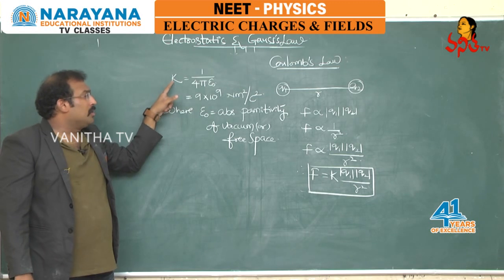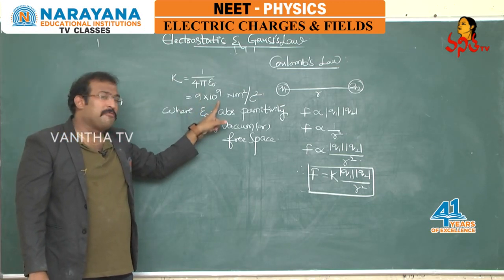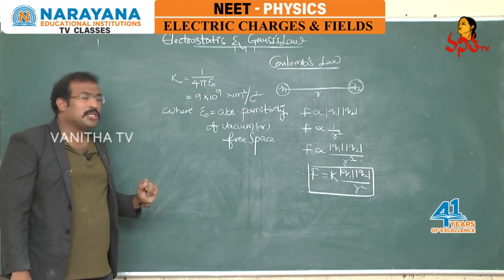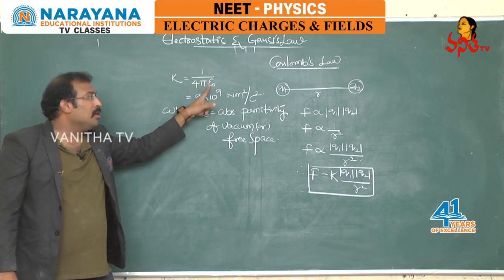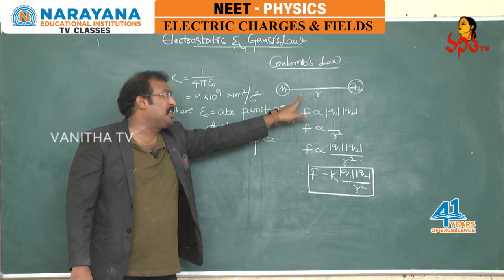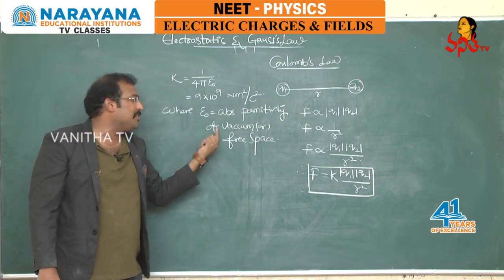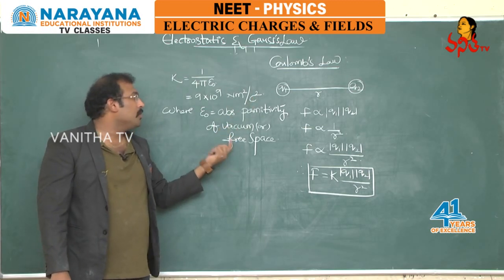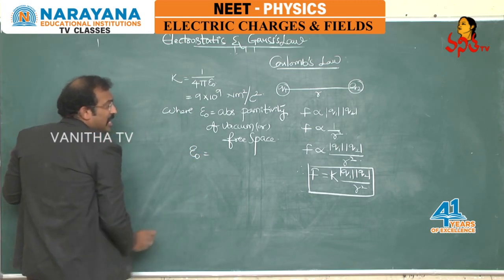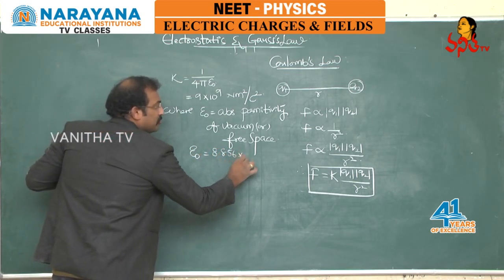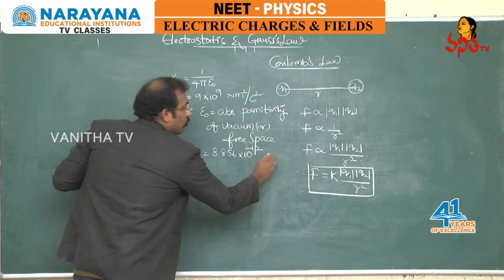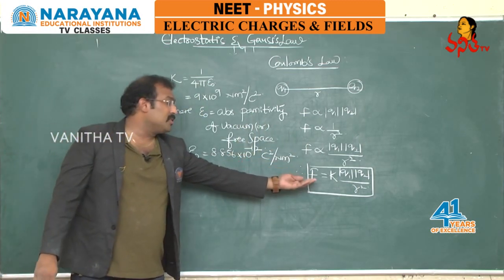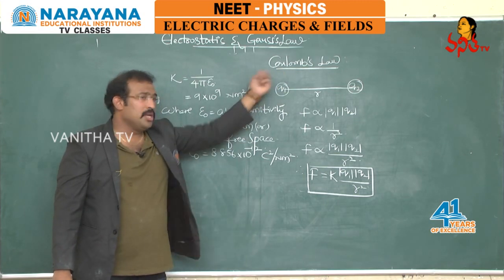So the value of K is 9 into 10 to the power of 9 Newton meter square per Coulomb square, and it is equal to 1 by 4 pi epsilon naught, where epsilon naught is the ability of the medium or the characteristic property of the medium, which is known as absolute permittivity of the particular medium. Here we are taking it as vacuum or free space. Now its value works out to be 8.856 into 10 to the power of minus 12 Coulomb square per Newton meter square. So this is the force between the two charges given by Coulomb's law.